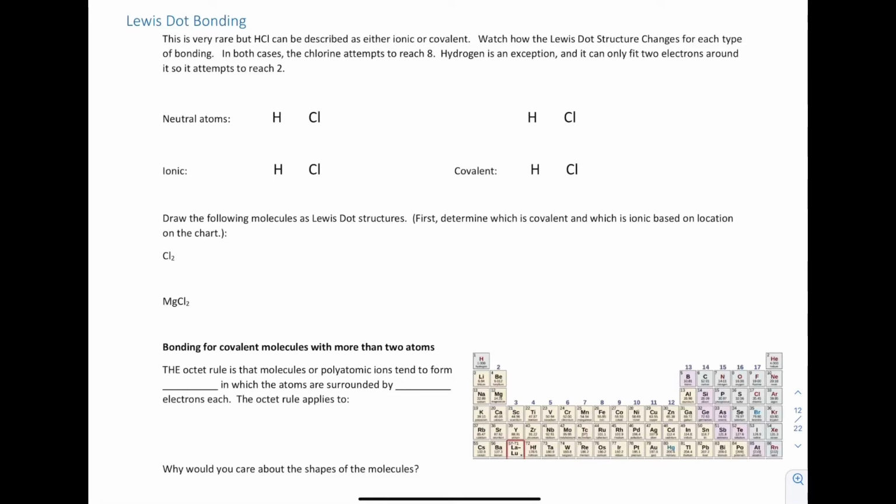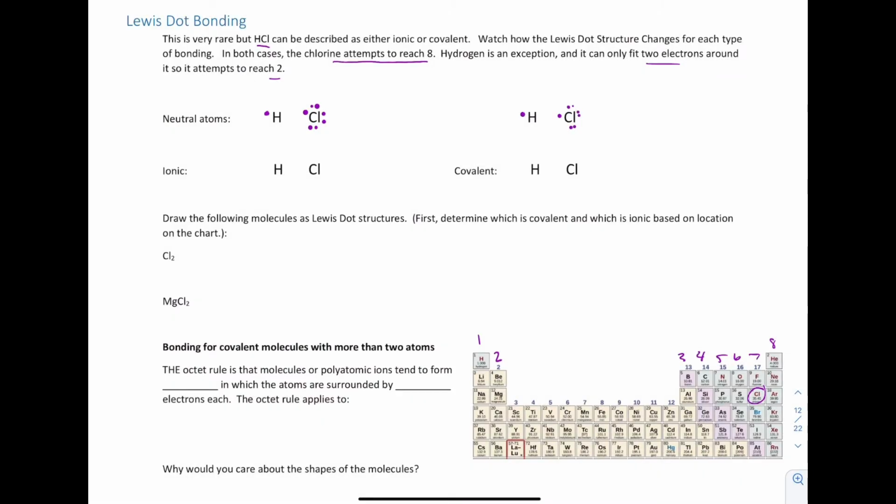Now that we've looked at how atoms look when they are single atom Lewis dot structures, let's go ahead and show bonding. Now, this is very rare, but this molecule, HCl, could be described as ionic or covalent. So it's a good one to show the example of the different ways in which you would write an ionic versus a covalent bond using Lewis dots.